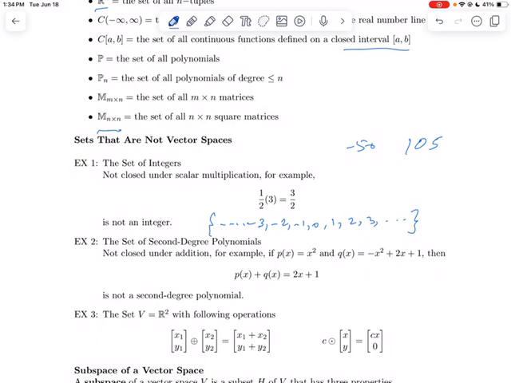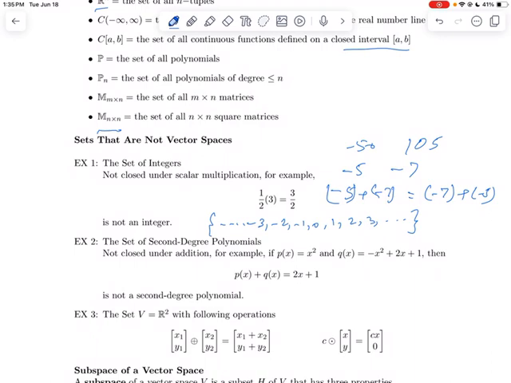So this is not a vector space. Okay, so the first condition is satisfied. What about the second one? For example, if you pick negative 5 and 7, if you add negative 5 plus 7, will you get the same answer as 7 plus negative 5? Yes. So that is satisfied. What about number 3? See, addition is not going to be an issue.